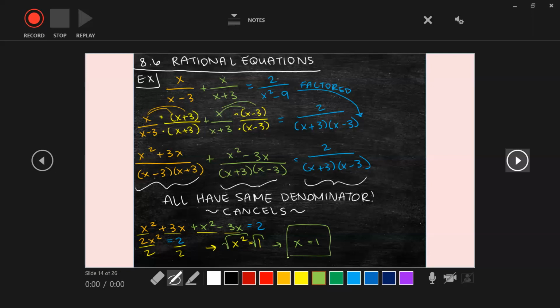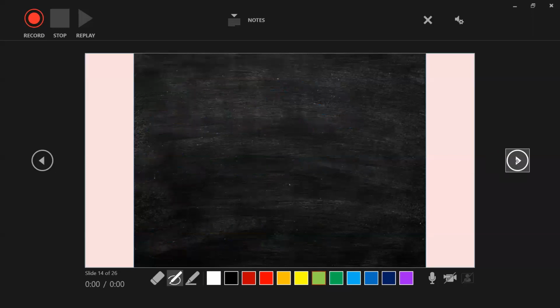So I want you guys to try one. The one that I want you to try is y over 5 plus y over 2 is equal to 7. First thing you need to do is find your common denominator.